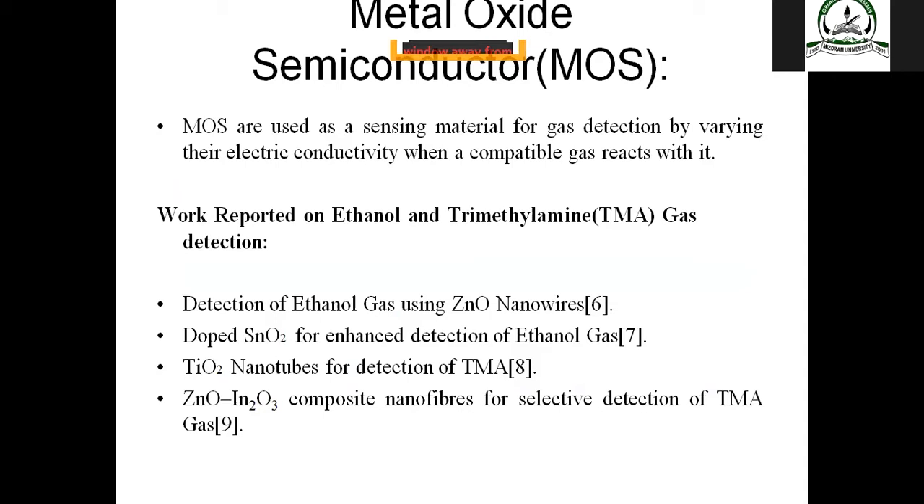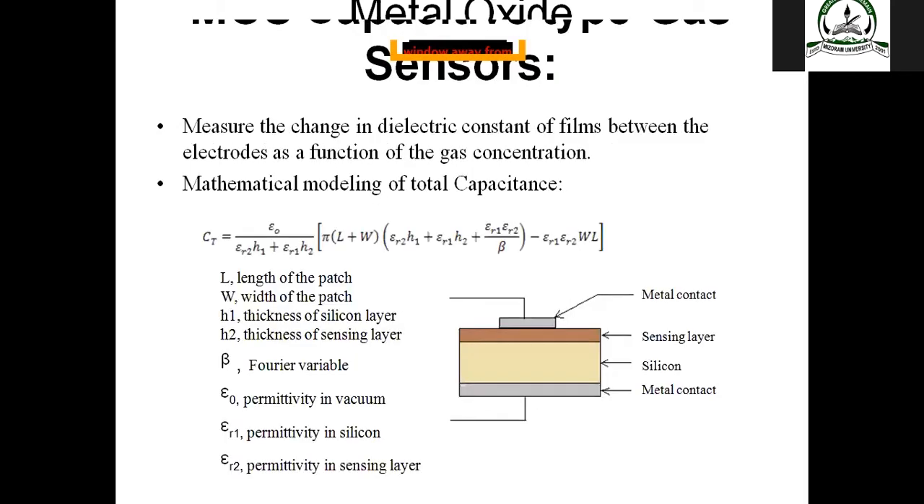Some of the gases were tested in our laboratory, not by me, but by other faculty in the department. We have used ethanol gas for ethanol sensing, titanium dioxide for TMA detection, and zinc oxide also for TMA detection. We'll discuss a little bit of different types of gas sensor. The main thing, as I told you, is the main drawback of the metal oxide sensor: very low sensitivity.